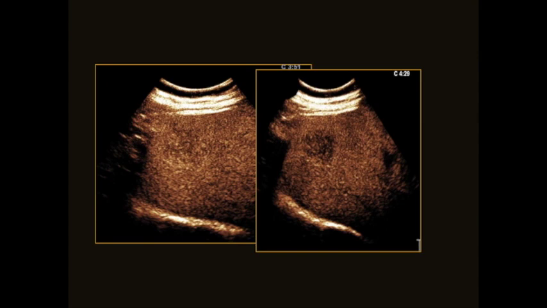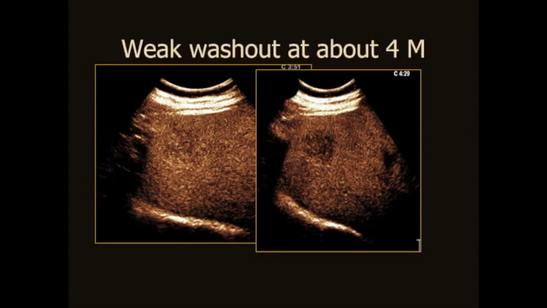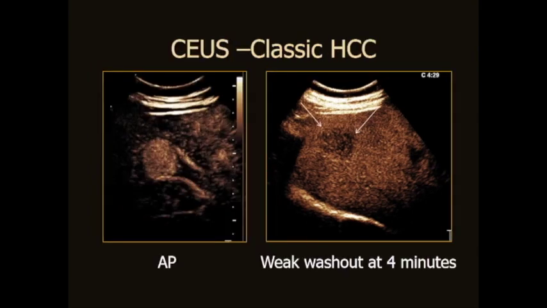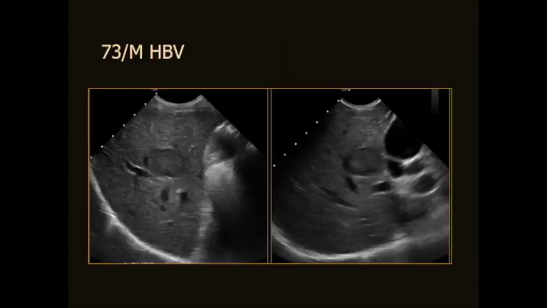And you can see that this is not a black punched out lesion. Rather, there are multiple bubbles which remain within the lesion. So this is weak washout at over 4 minutes. So what is this? This is a classic hepatocellular carcinoma, and this is confirmed in this patient by biopsy.